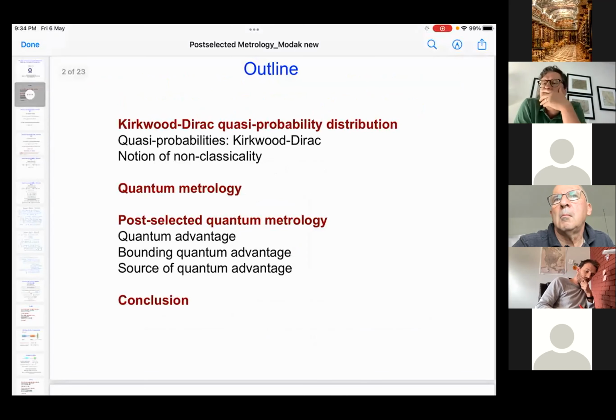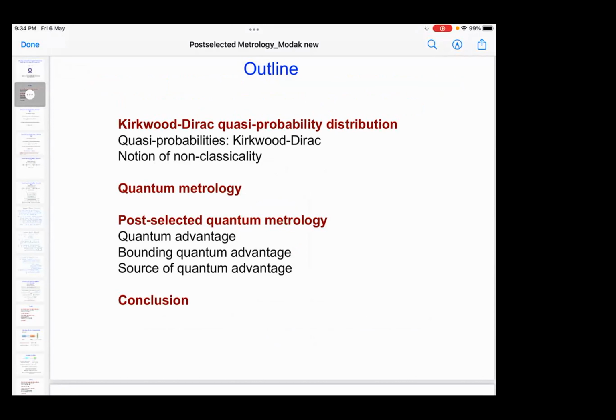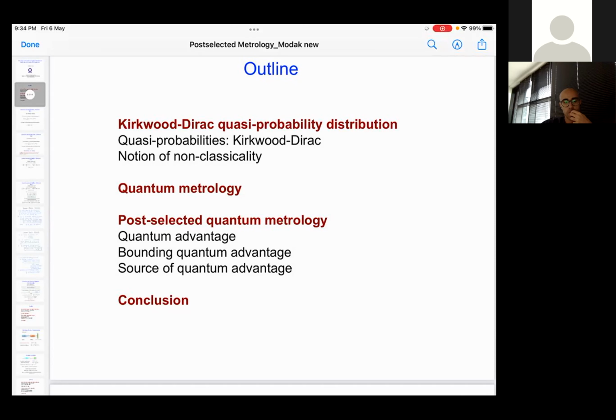So this is the outline of my talk. I have designed my talk in 3 sections. I will first introduce what the Kirkwood-Dirac quasi-probability distributions are. Then I will move on to quantum metrology. And at the very end, I will discuss what post-selected quantum metrology exactly is, what the quantum advantages are, how to bound those advantages, and how to quantify the resource for these advantages. Then I shall move on to the conclusion.